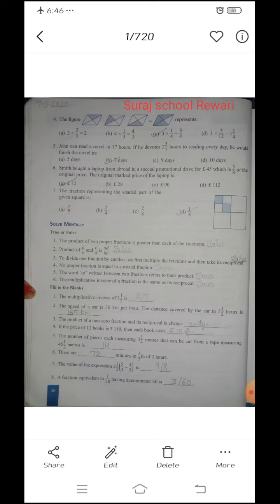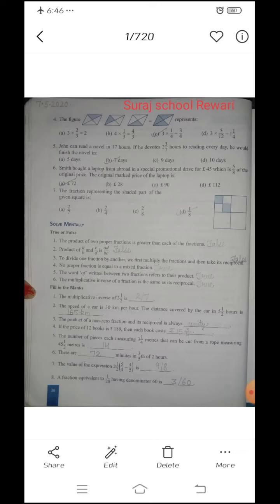Okay, now second question, the speed of a car is 30 km per hour. In 1 hour it covers 30 km. The distance covered by the car in 5 and 1 upon 2 hours is, here we multiply and we get 165 km.